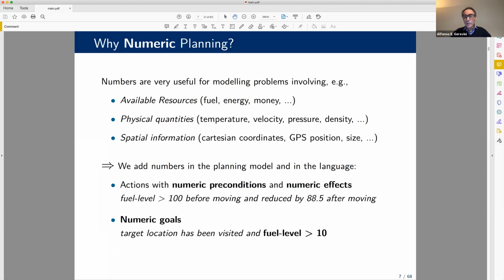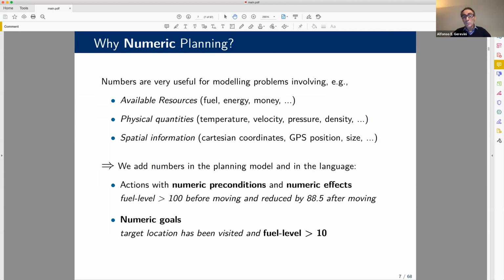So we need to add numbers in the planning model as well as in the planning language that represents the planning problem. And we want to add something like this in our description of the action. We want to add, for example, that before moving, the fuel level should be greater than a certain lower bound, like 100, and that after applying the moving action, the fuel level is reduced by 88.5, for example.